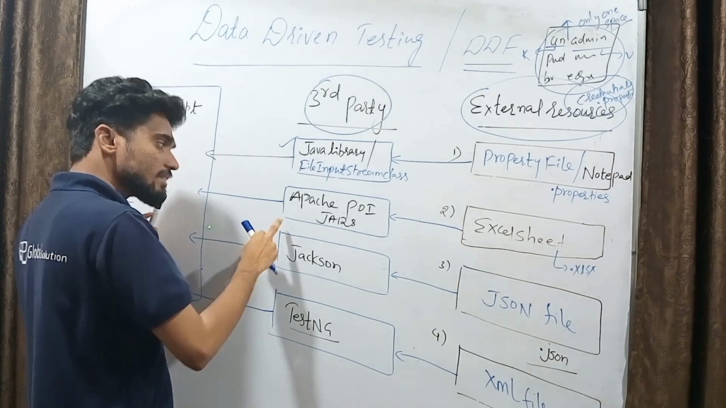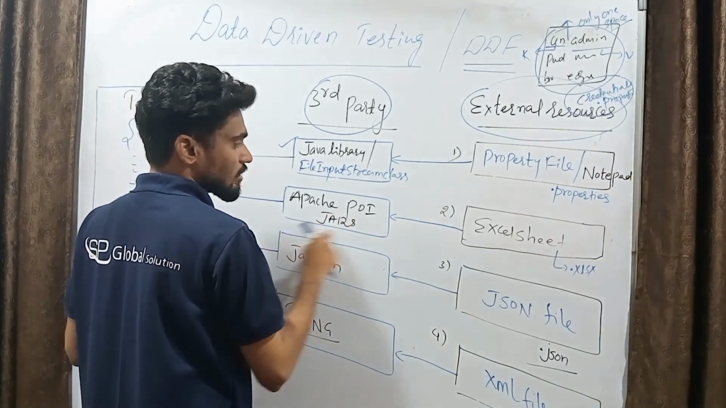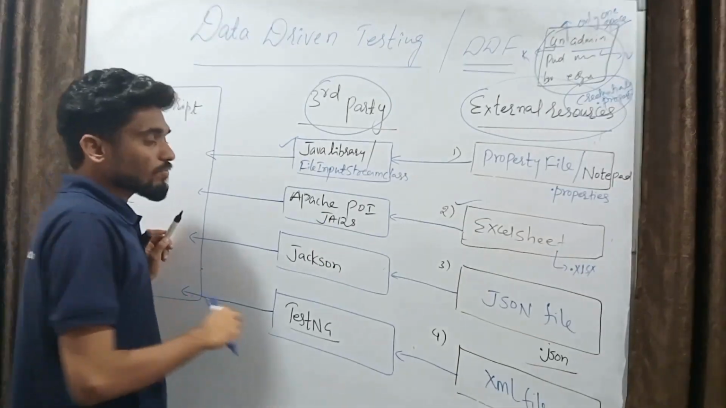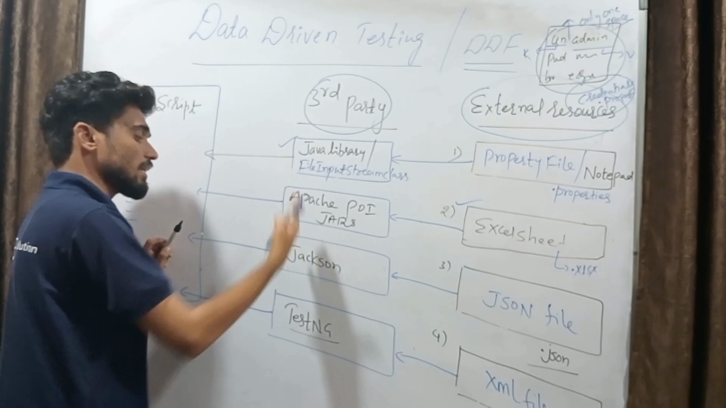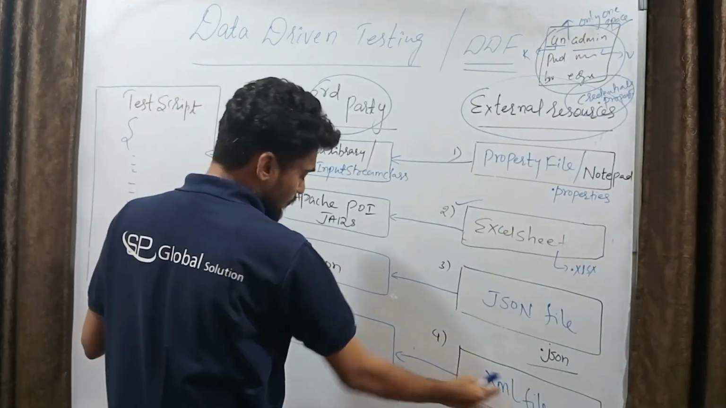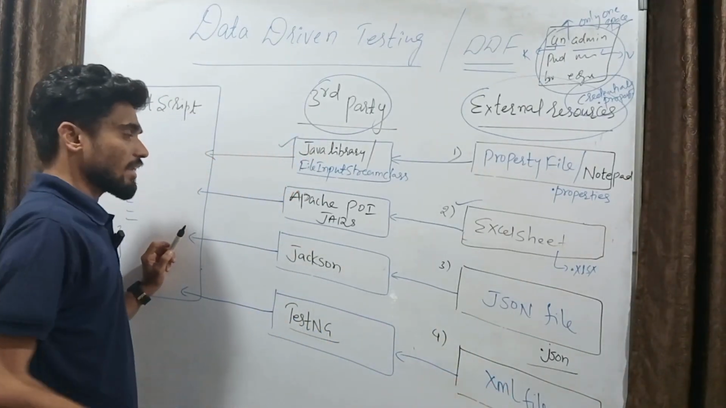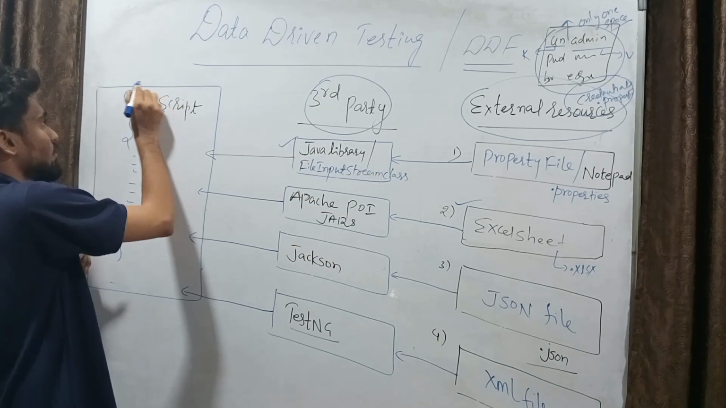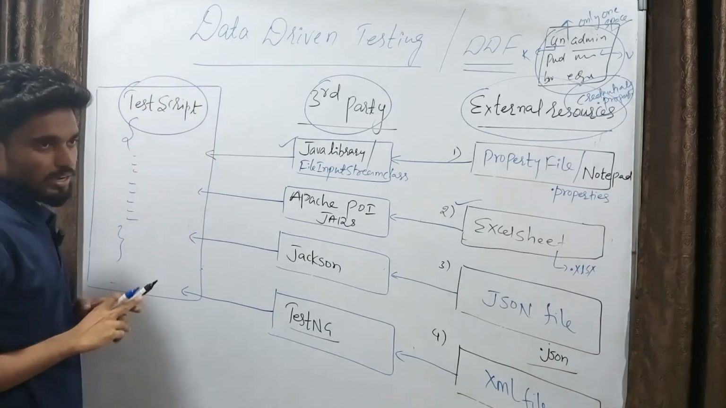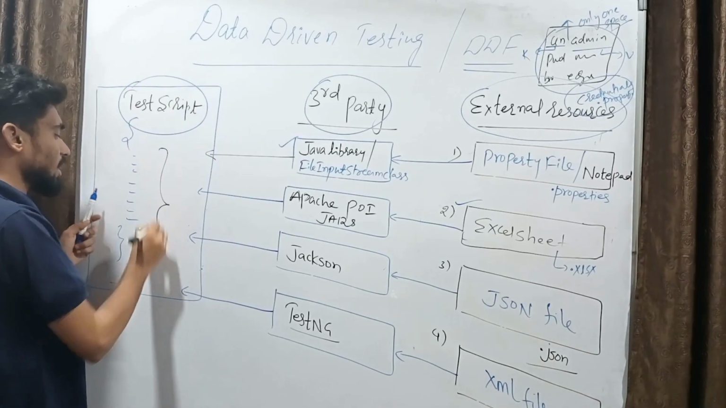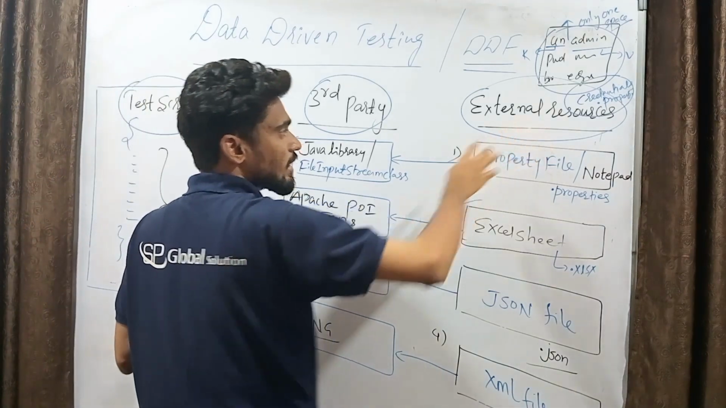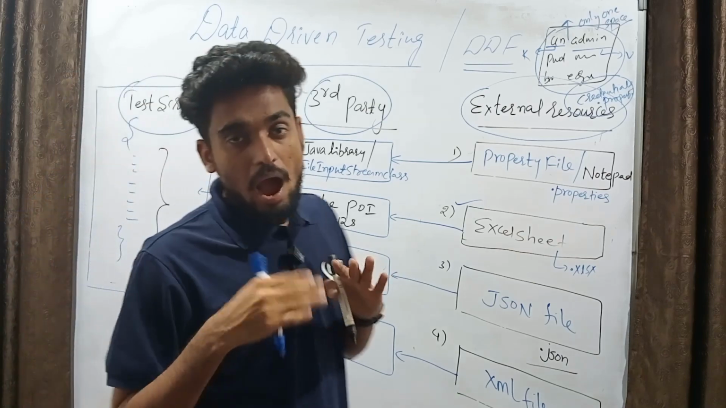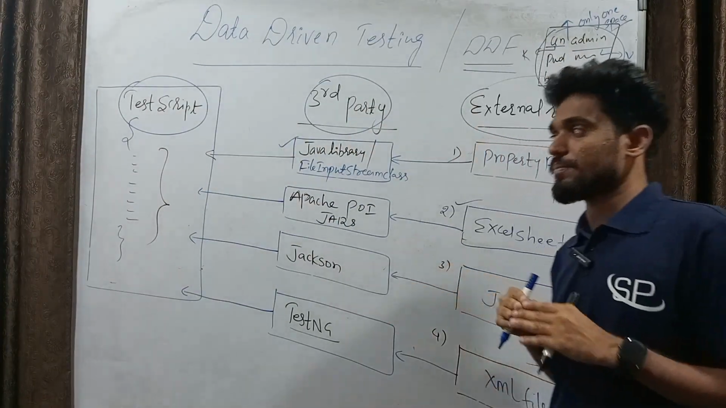Are you understanding? In the same way, for the Excel sheet we are using Apache POI jar files, for the JSON file we are using the third party Jackson, and for the XML file we are using the third party TestNG. By using all these third parties, we can easily call data inside your main test script. It means what? Here is your test script and your test data can be stored inside the external resources. It means we are avoiding hard coding of data. Are you understanding? Yes.